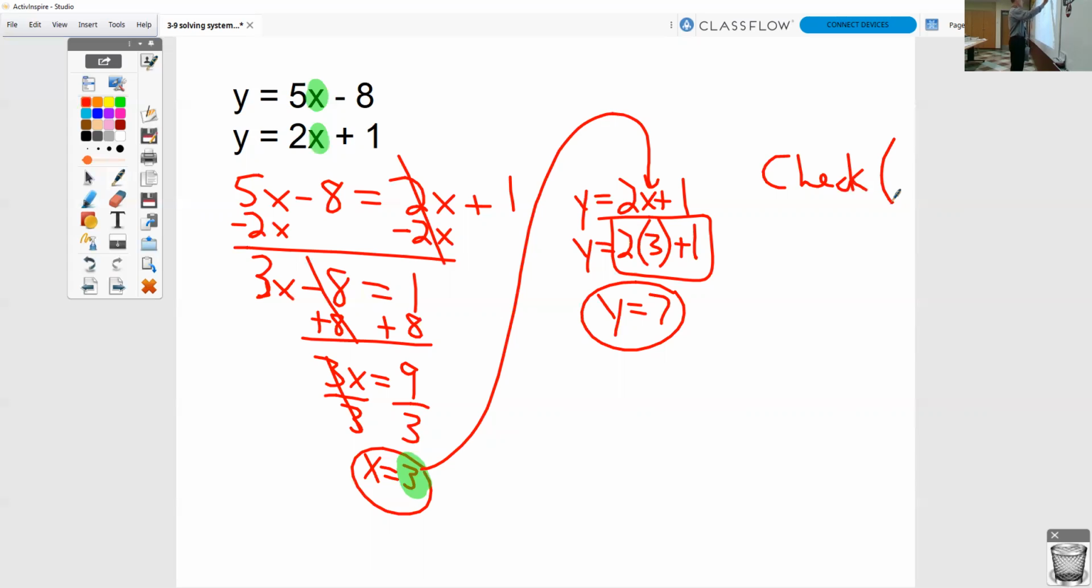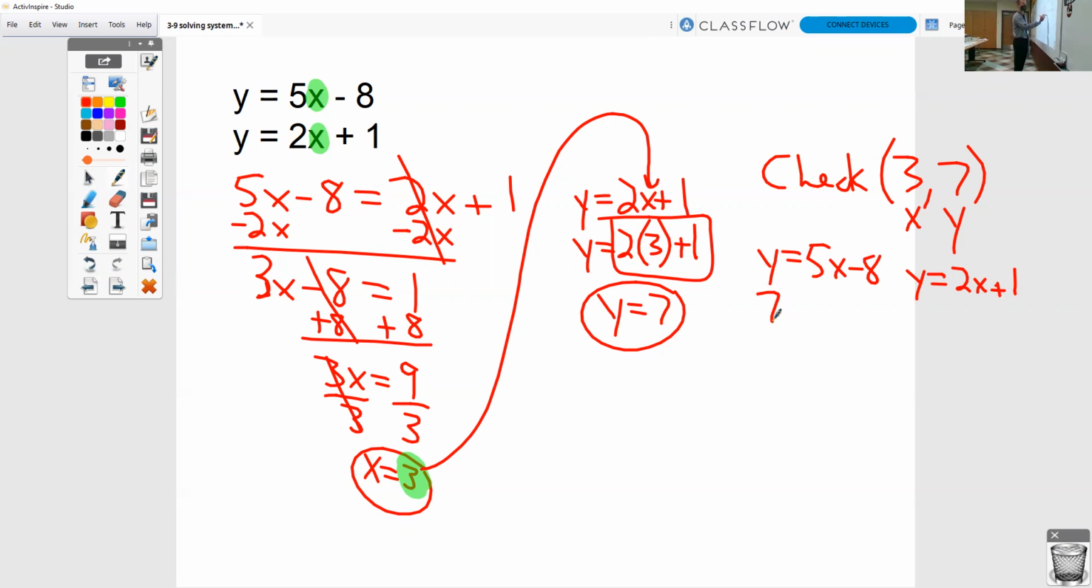We are checking the point 3 comma 7. Your x value is 3. Your y value is 7. So then we go to do our check and we go to sub in a 3 and a 7. So we're going to sub it into y equals 5x minus 8 and y equals 2x plus 1. Remember that it has to sub and work into both of them.